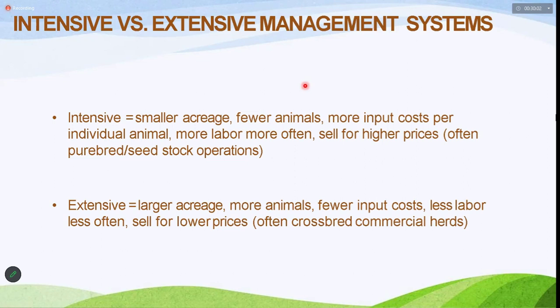Low prices happen like this: extensive care, the large cage they are using. So because of that they can have more animals and they give very few inputs.